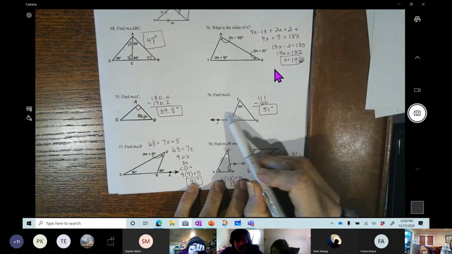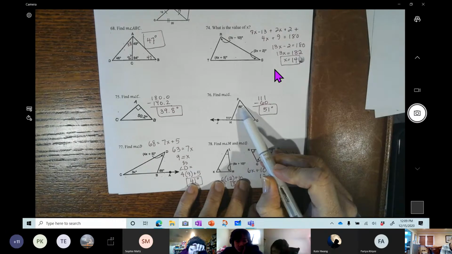For this one, this is that exterior angle theorem I told you I love. So this one here has to add up to this and this, and this. So to find this one here, I just subtracted 60 from 111. 77.